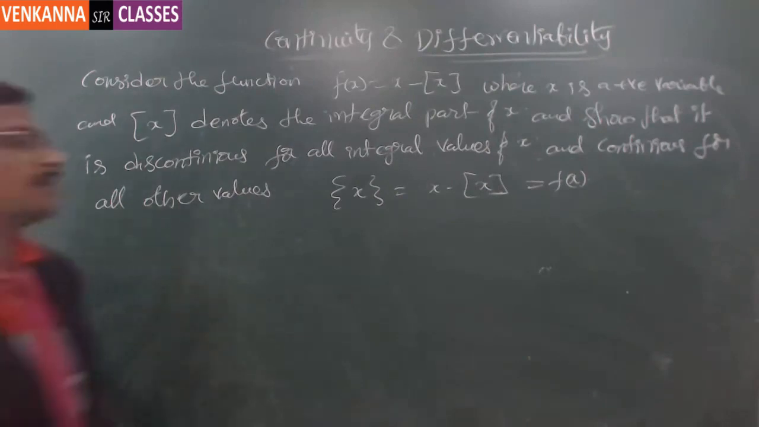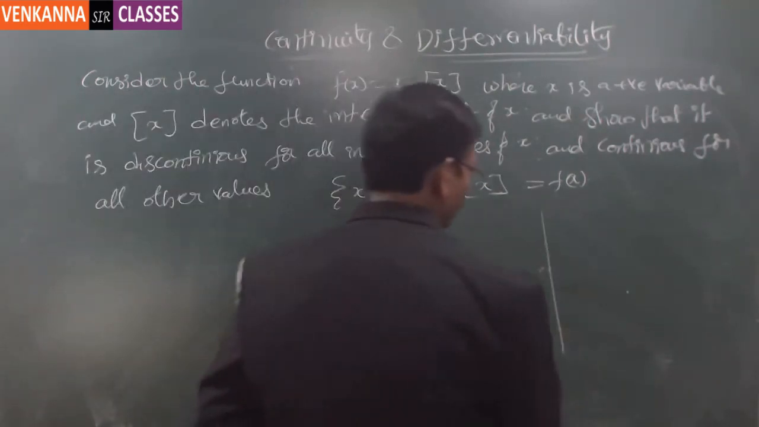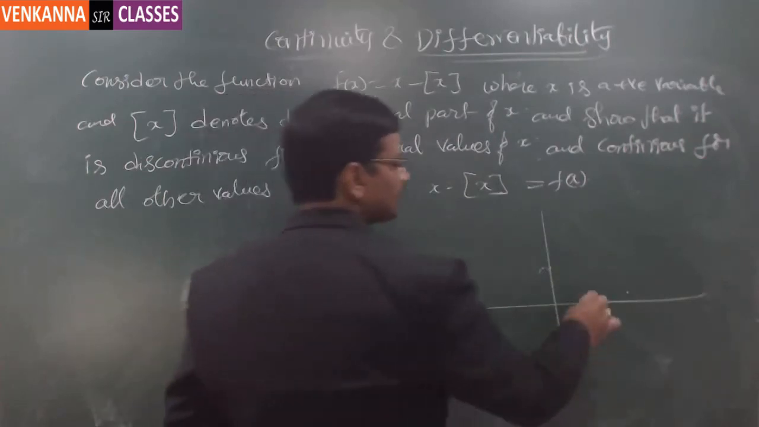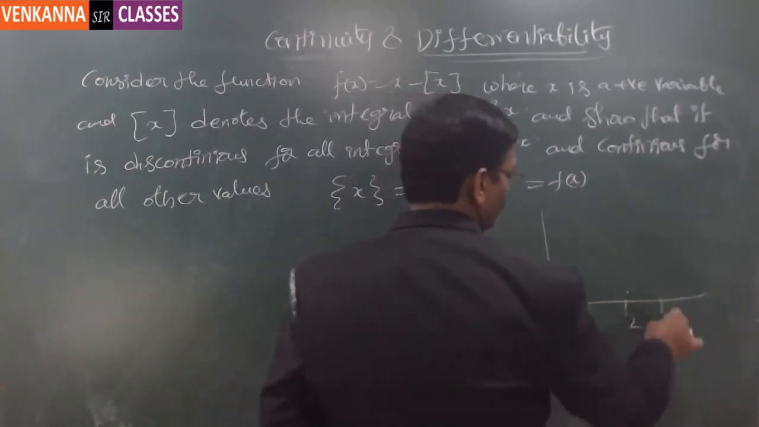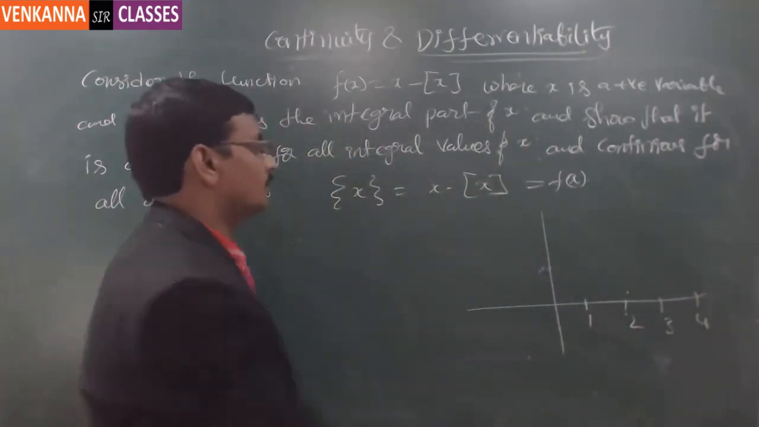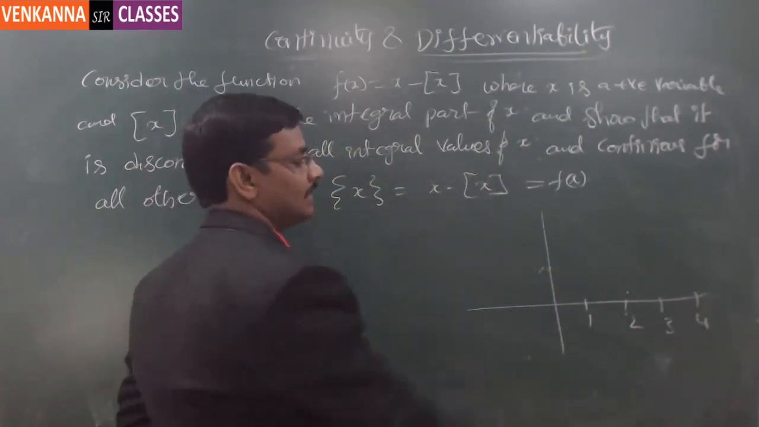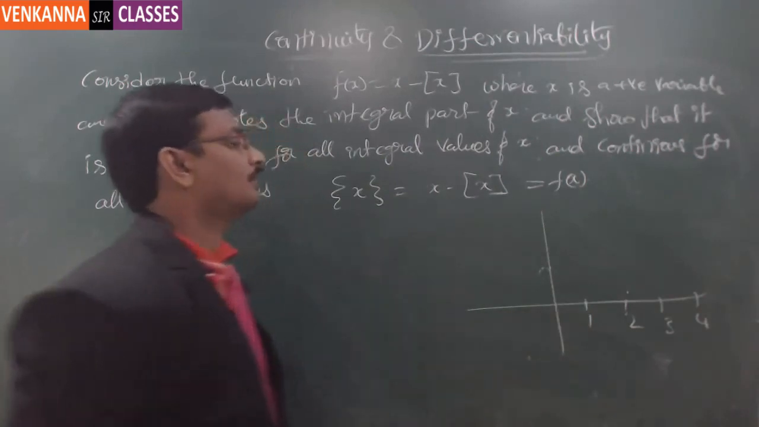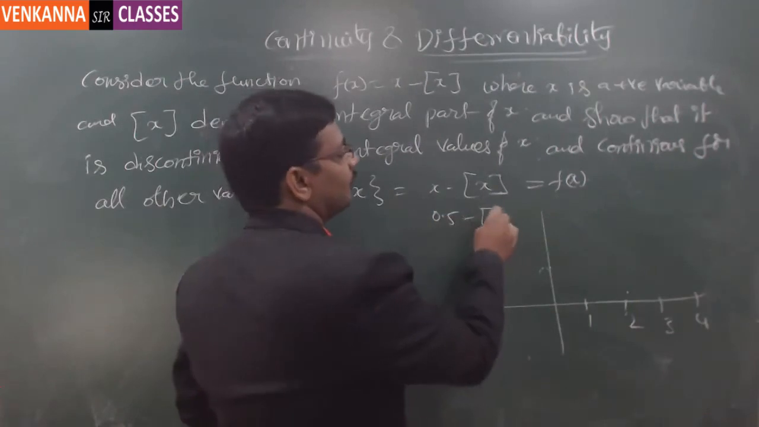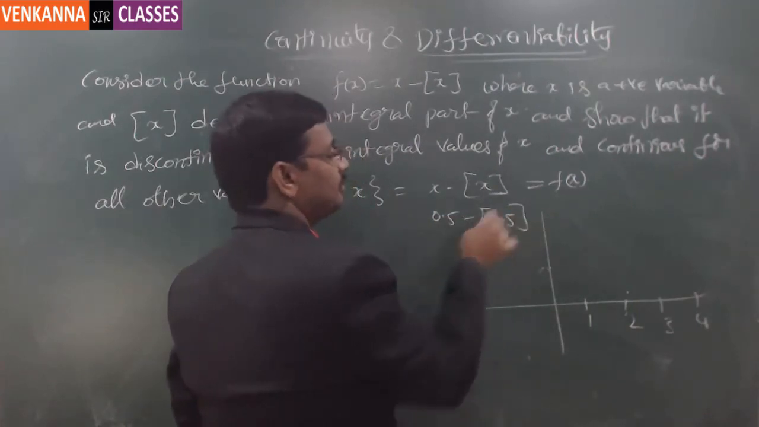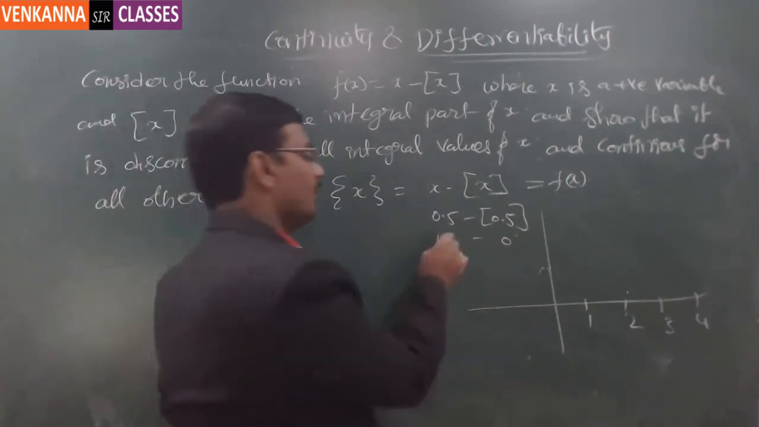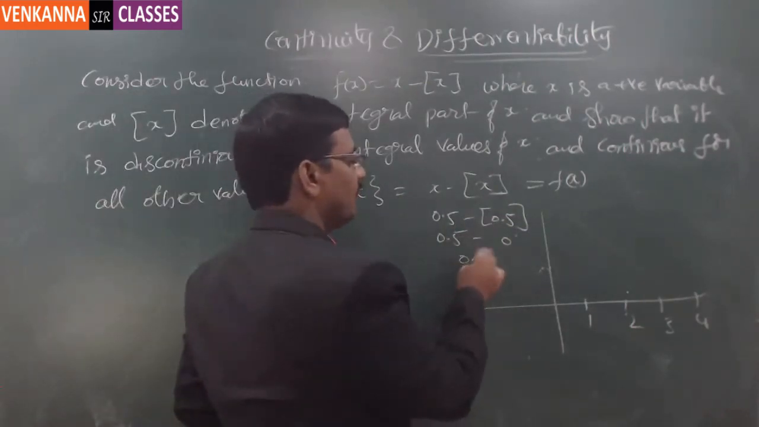I will give the graphical approach. From that you will be able to make out, this is a step x graph. If you take 1, 2, 3, 4, so 4 intervals I have taken. Now x minus step x. Suppose x is equal to 0.5. Then 0.5 minus step of 0.5. Step of 0.5 will be 0, because that is the integral part of it. So 0.5 minus 0 is nothing but 0.5.